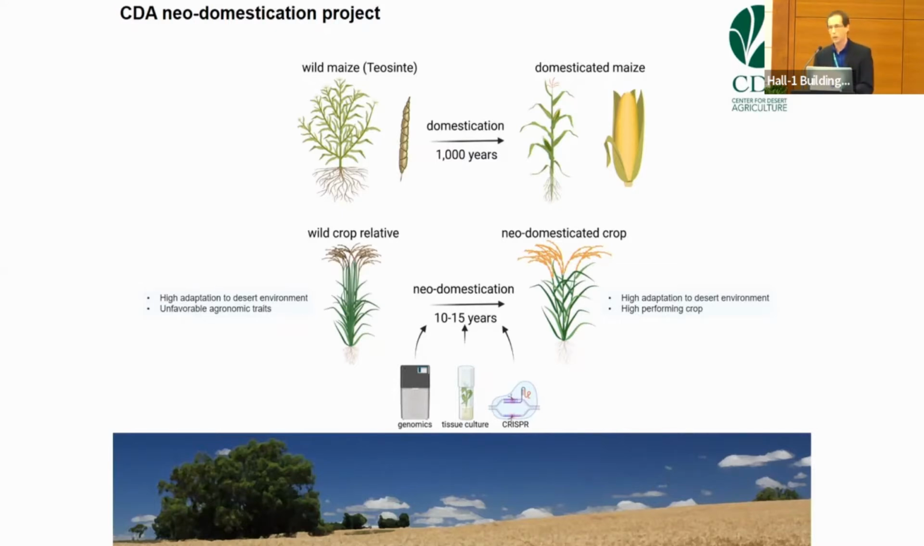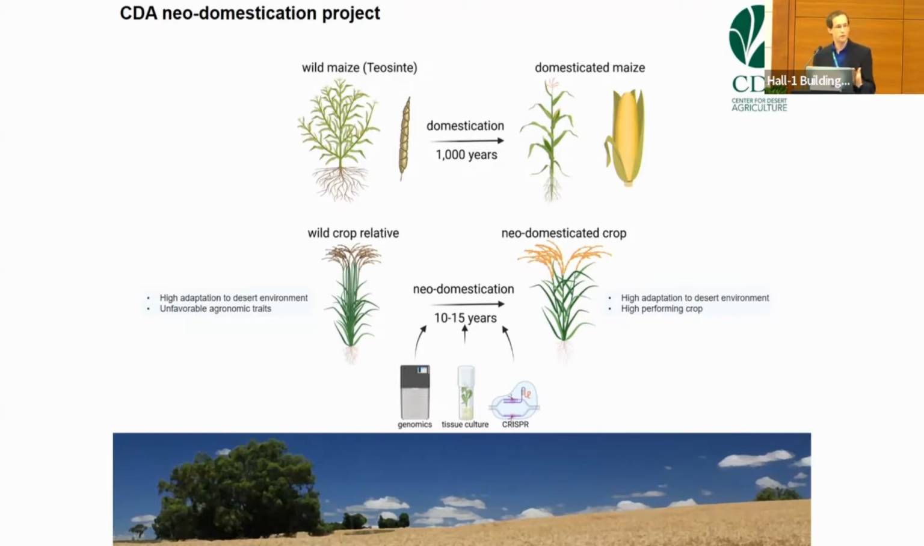Why have they domesticated wild maize, and why did they not domesticate other species? So what we can do today is we go out, we look for wild crop relatives that are adapted to this harsh environment. They will have unfavorable traits, as most wild species have. They might have seed shattering, they might not be highly productive. But today we can turn this into highly performing crops within 10 to 15 years with the technologies we have in hand, such as genomics, tissue culture, and genome editing in particular.